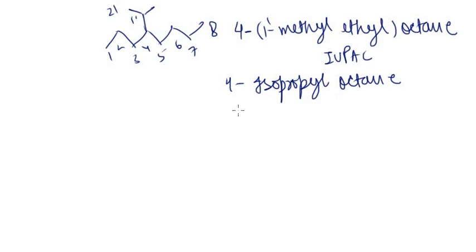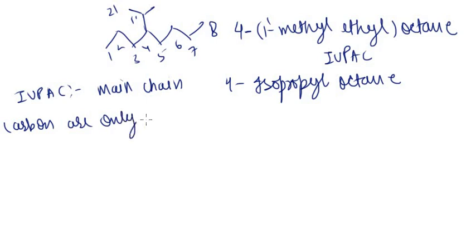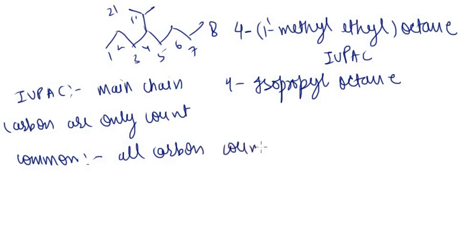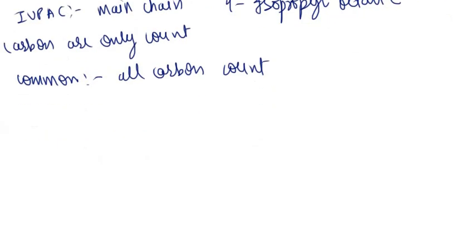Now we will look at the common names in the next table. If we write IUPAC, only the main chain carbons are counted. But in the common name, all carbons are counted, as when we write isopropyl. Why are we counting all the carbons? Because in the common name we count all the carbons, but in IUPAC we only count the longest carbon chain.